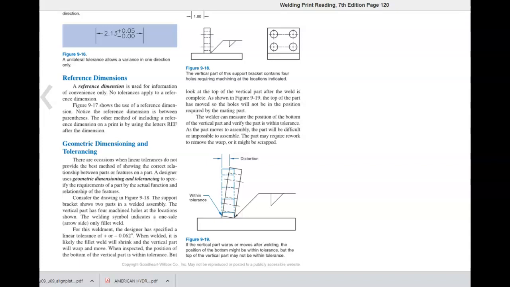When inspected, the position of the bottom of the vertical part is within tolerance. But look at the top of the vertical part after the weld is complete. As shown in figure 9-19, the top of the part has moved, so the holes will not be in the position required by the mating part. The welder can measure the position of the bottom of the vertical part and verify the part is within tolerance. As the part moves to assembly, the part will be difficult or impossible to assemble. The part may require rework to remove the warp, or it might be scrapped altogether.